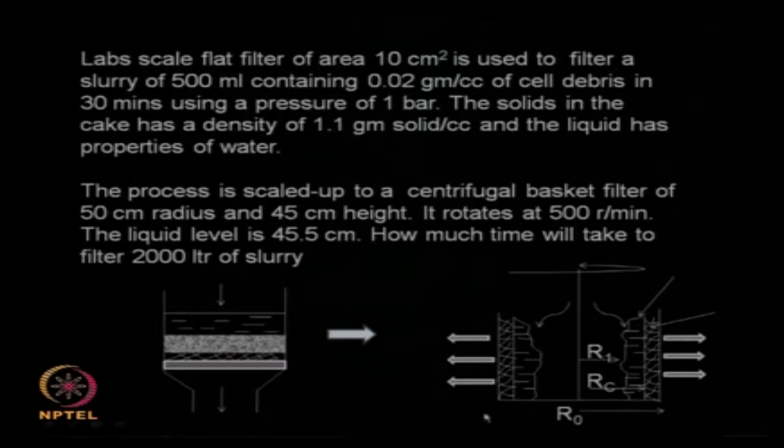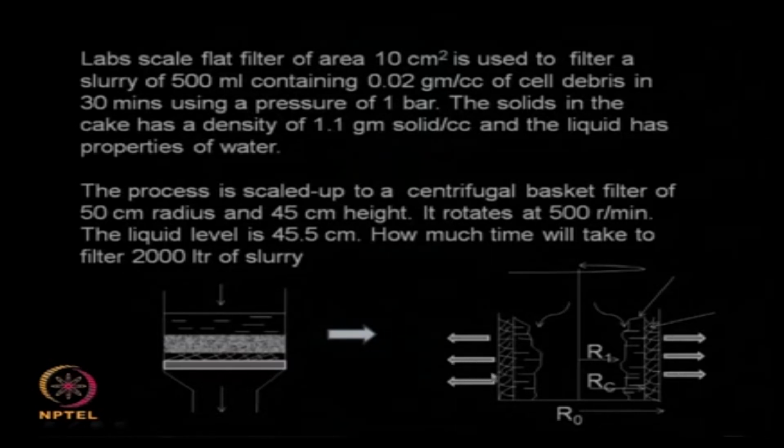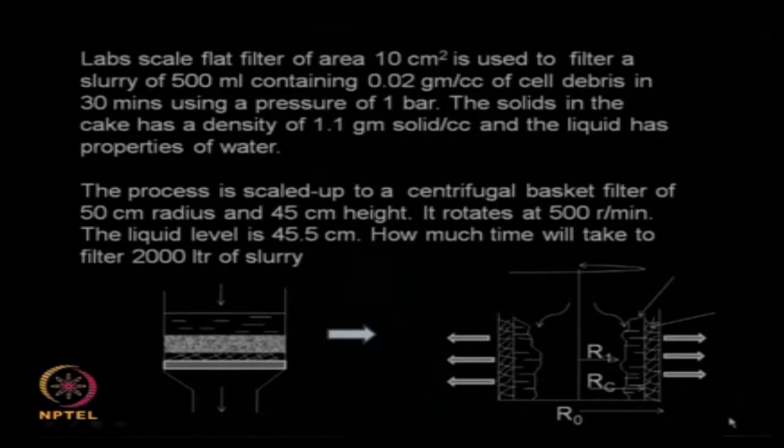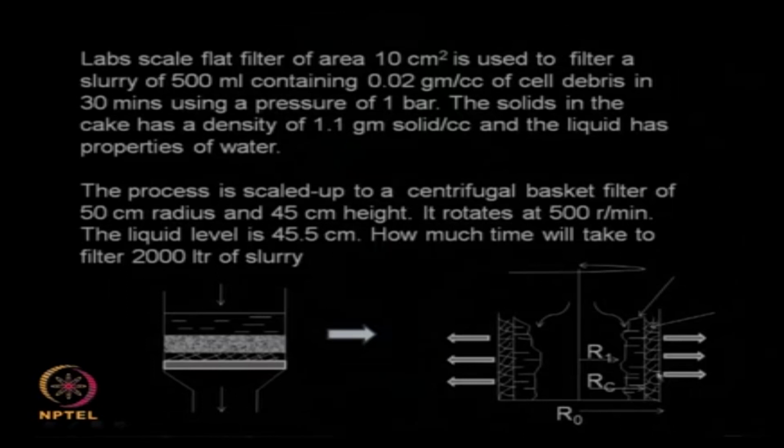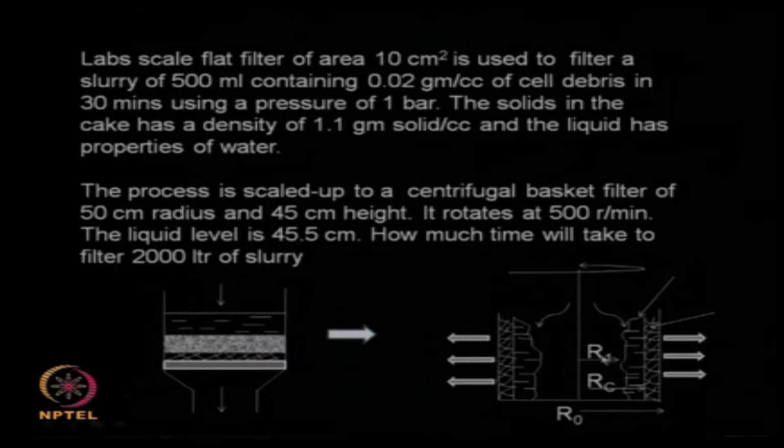Now the dimensions of this centrifuge: it has a 50 centimeter radius, that is R0, and it has a 45 centimeter height, that is the length. It rotates at 500 revolutions per minute. The liquid level is at 45.5 centimeter, that is this portion. Now how much time will it take to filter 2000 liters of slurry?